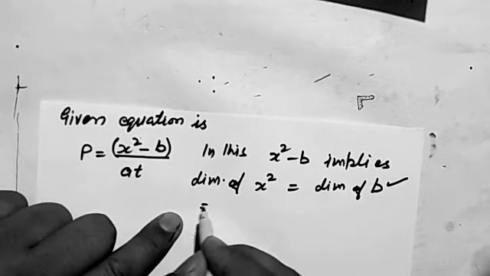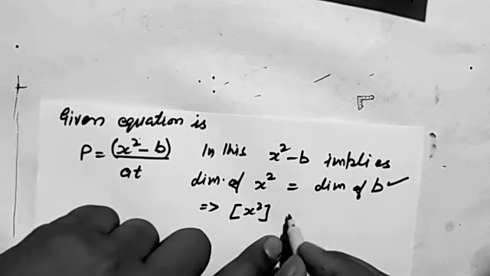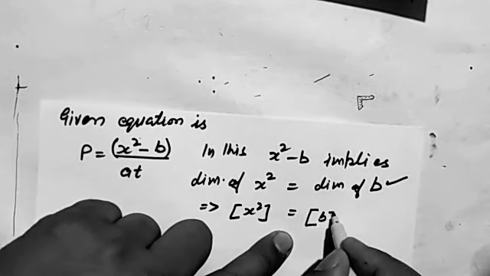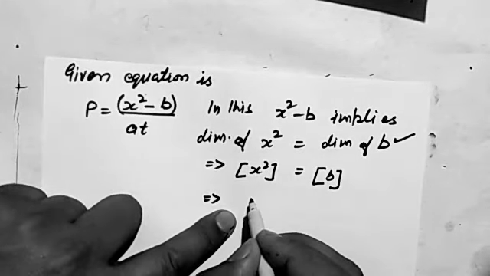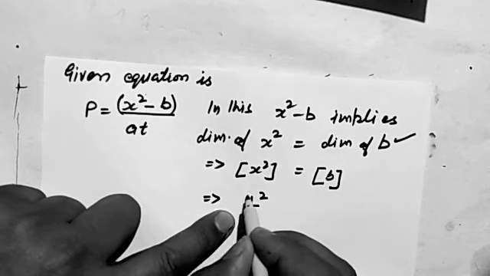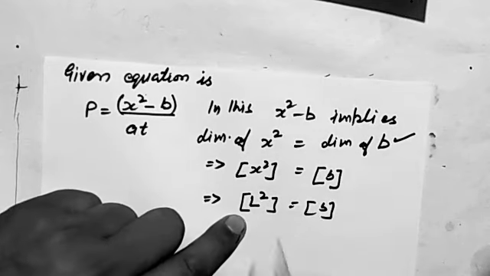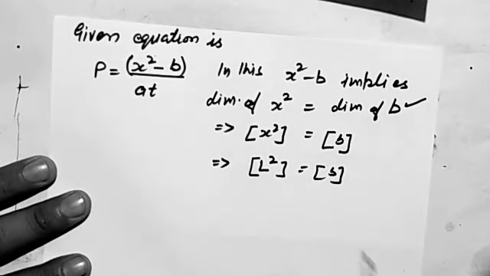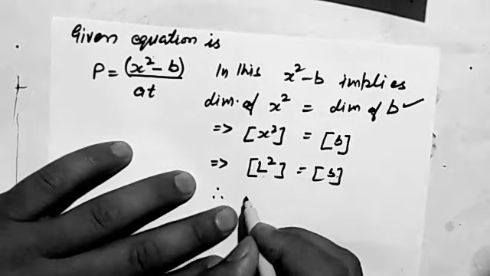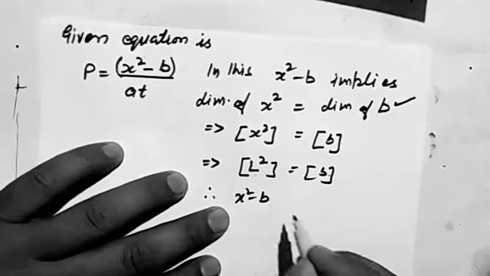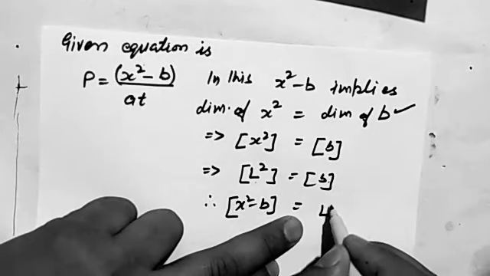What you will get? This implies the dimension of x square should be equal to the dimension of B. x is a distance, so its dimension is L and its square becomes L2. So the dimension of B becomes L2. Very simple. Therefore you can write that x square minus B has also dimensions of L2.